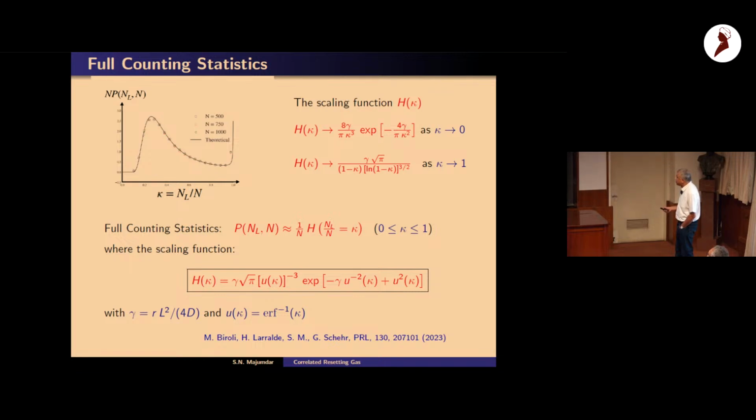It has a peak here. And this is kappa, which is just the fraction of particles inside your interval minus L to plus L around the trap. So it goes up, has a peak, and then it diverges as kappa goes to 1. It diverges in an integrable way, 1 minus kappa times log 1 minus kappa to the power 3/2. And again, simulation matches perfectly well.